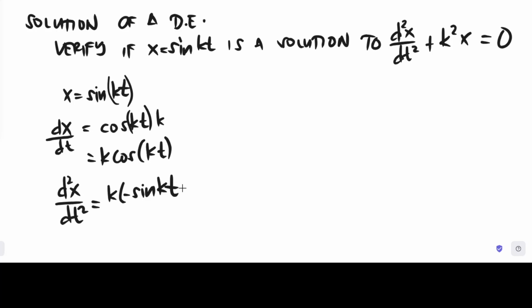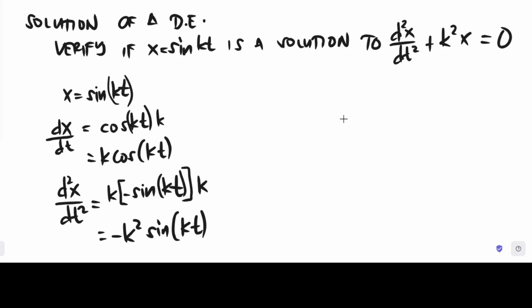Let me rewrite this a little bit first. Instead of using parenthesis here, let's use a bracket. Then the derivative of the inside is also k. Now let's simplify. So we have k here, we have k, we have negative. So negative k squared sine of kt.